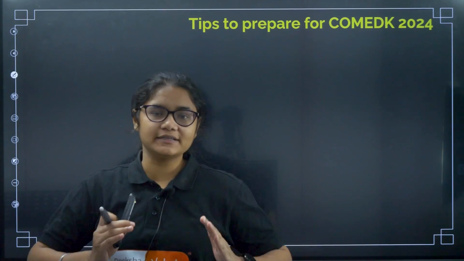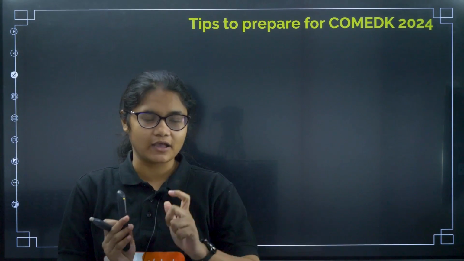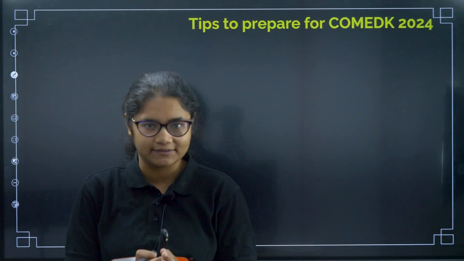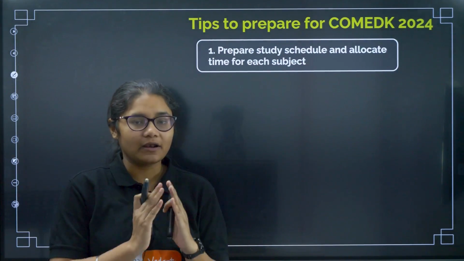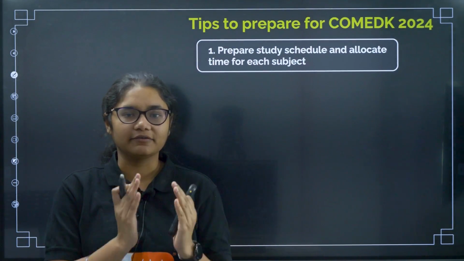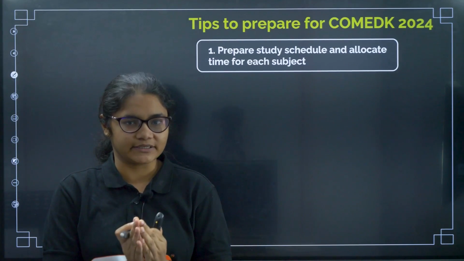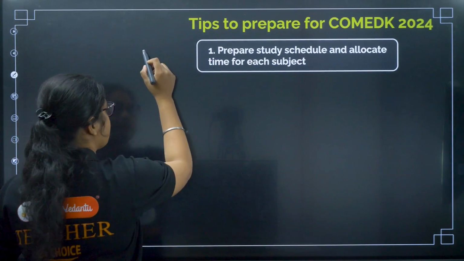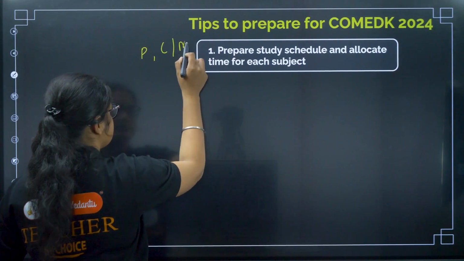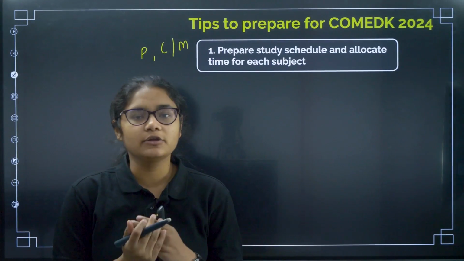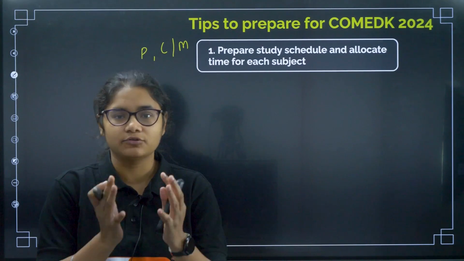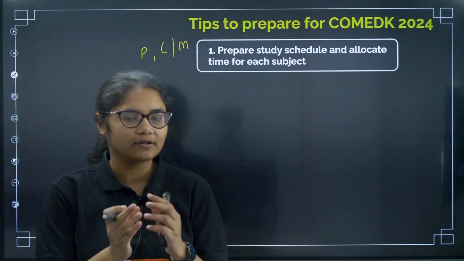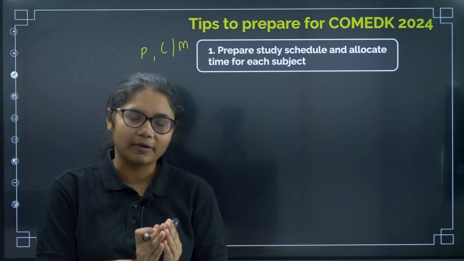So I'll be discussing here one basic strategy, like how you can prepare for your COMEDK 2024 exam in these last 20 days. So first, you have to prepare a proper study schedule and allocate time for all the 3 subjects. You have to allot slots for how many hours you want to dedicate to physics, chemistry and maths. This you have to decide based on your strength of preparation. If you are very strong in chemistry now, you can give more time to physics and vice versa.